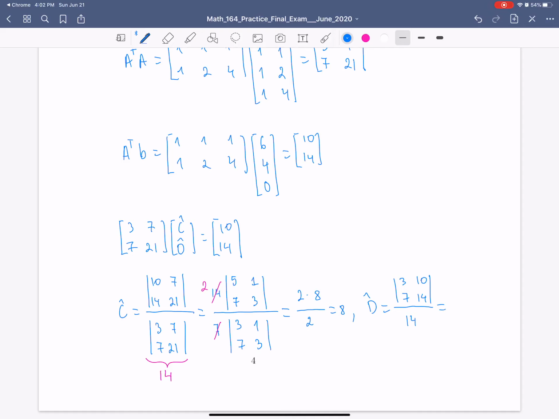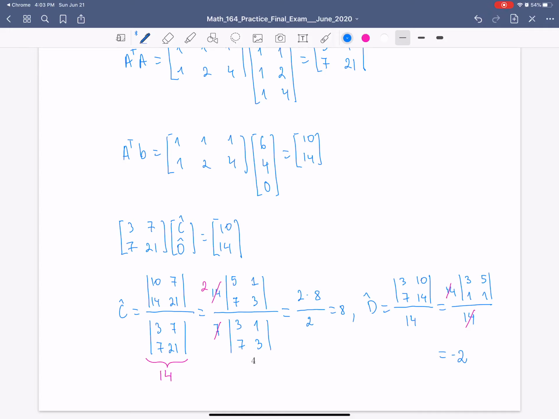I can factor out 7 from the second row and then a 2 from the second column. So 7 is a common multiple here, 2 is a common multiple there, so I can factor from each. And then I'll have 14 times 3, 5, 1, 1. Okay, and that should be a determinant over 14. Those two cancel out nicely, and we have 3 minus 5, which is a negative 2.